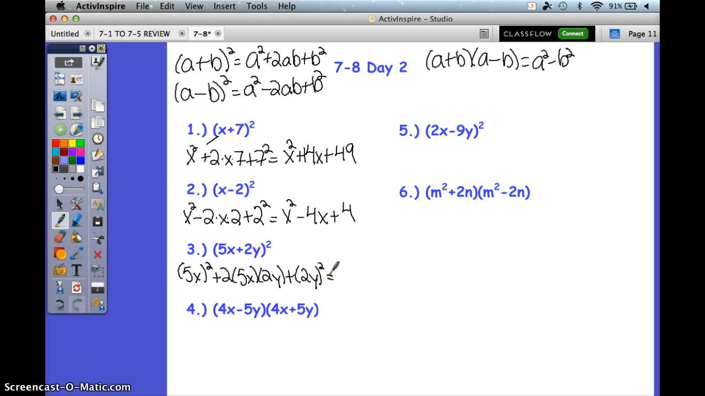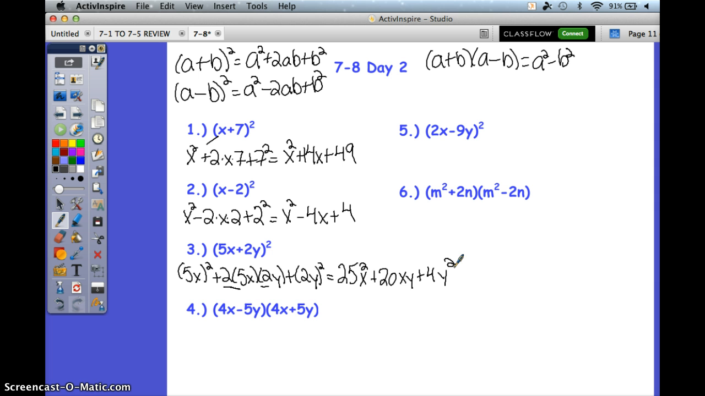So now we can just multiply. 5 times 5 is 25x squared plus 10. 5 times 2 is 10 times 2 is 20. Alphabetical order, xy plus 4y squared.